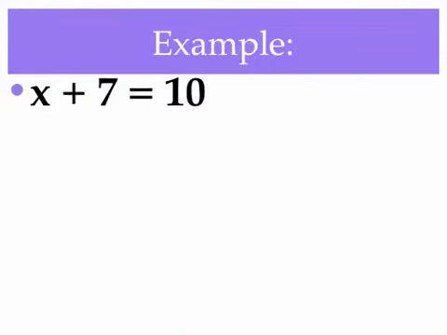The next example says x plus 7 equals 10. In this case, I'm adding 7 to my variable. The opposite or inverse of adding 7 is subtracting 7. Whatever you do, you have to do to both sides. Well, 7 minus 7 is going to make this go away.